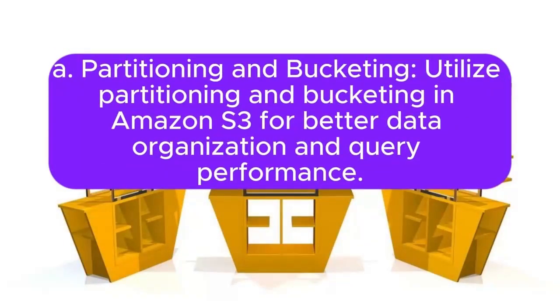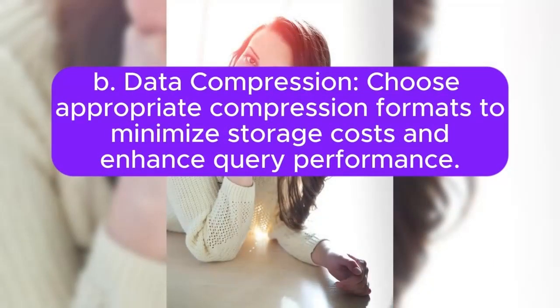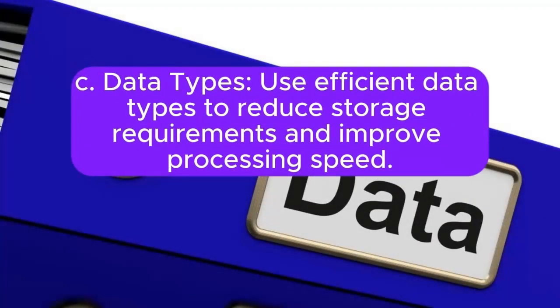A. Partitioning and bucketing. Utilize partitioning and bucketing in Amazon S3 for better data organization and query performance. B. Data compression. Choose appropriate compression formats to minimize storage costs and enhance query performance. C. Data types. Use efficient data types to reduce storage requirements and improve processing speed.